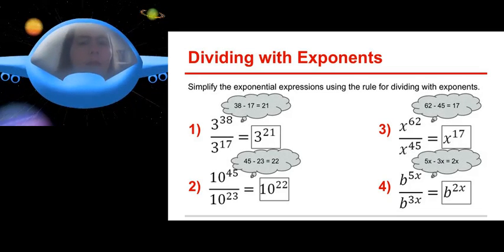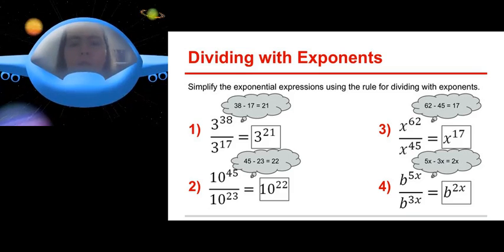And for 3 to the 38th divided by 3 to the 17th, we see that 38 minus 17 is 21. That gives us 3 to the 21st power. In number 2 there, we have 10 to the 45th divided by 10 to the 23rd. That's 45 minus 23 equals 22. So we have 10 to the 22nd power. And then in the third example, we have x to the 62nd power divided by x to the 45th power. And 62 minus 45 is 17, so we have x to the 17th power.